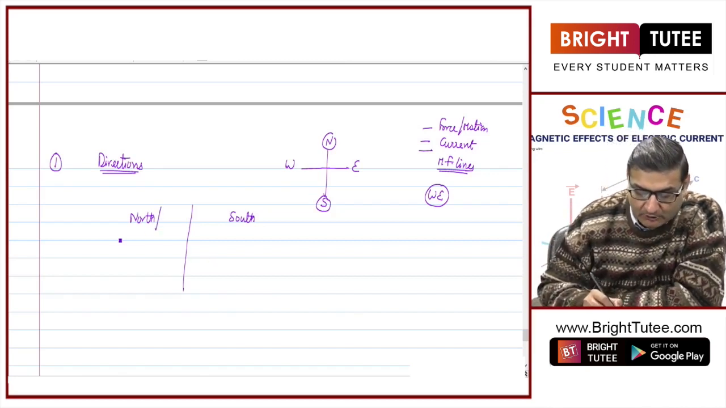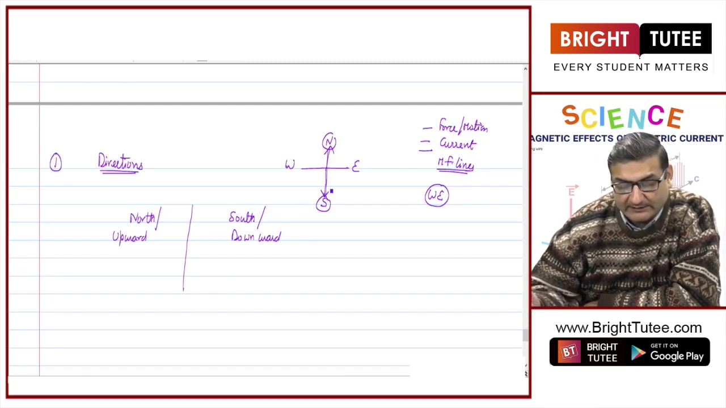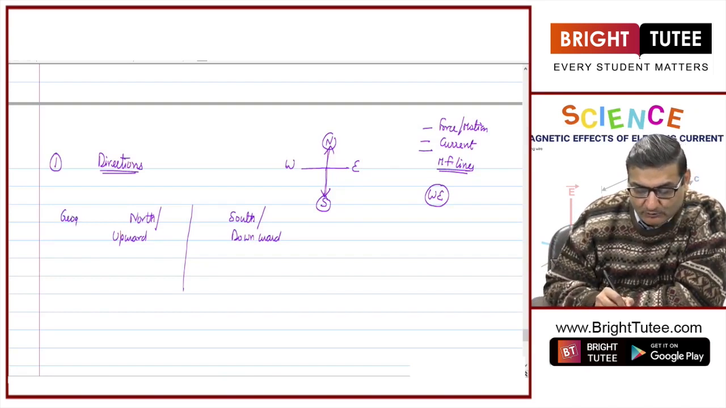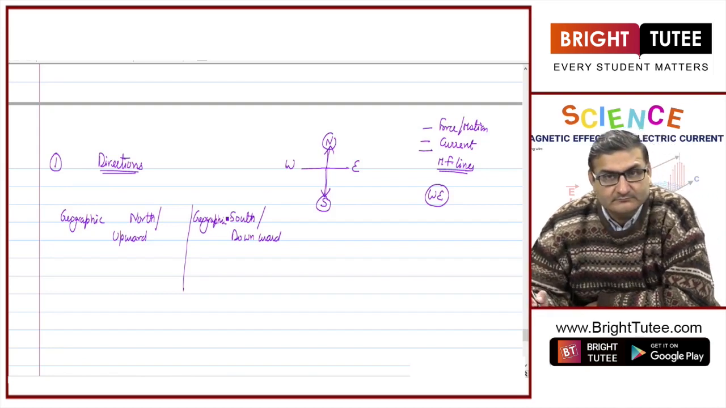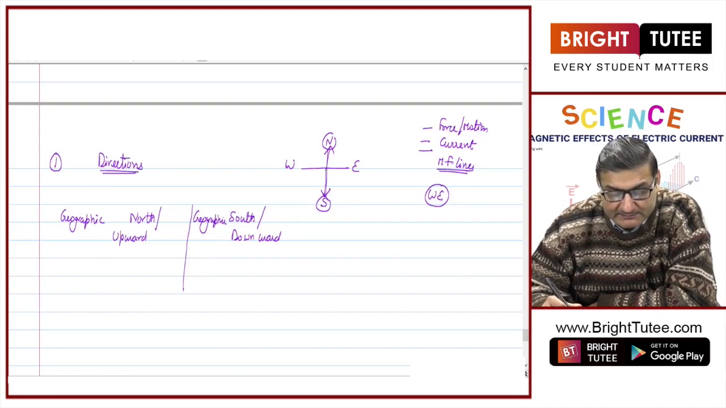I will say north means upward direction. It is going in the upward direction. South means the downward direction. This is the downward direction, right? When I talk about upward and downward direction, the first thing that comes to my mind is geographic north and geographic south, right?